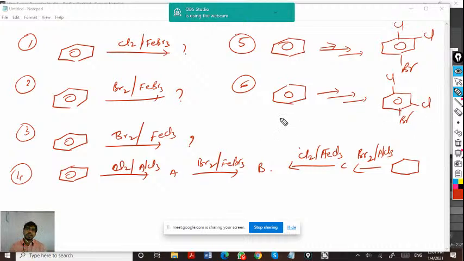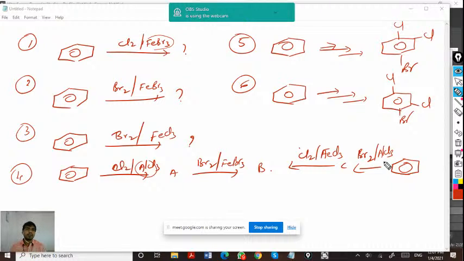So think logically, based on the directing tendency and activating tendency. Here I want to give two suggestions. First one, whatever Lewis acid you are using, it will not change the substitution. It will not change the halogen that is going to add onto the benzene. So that is the first point that you must note down.